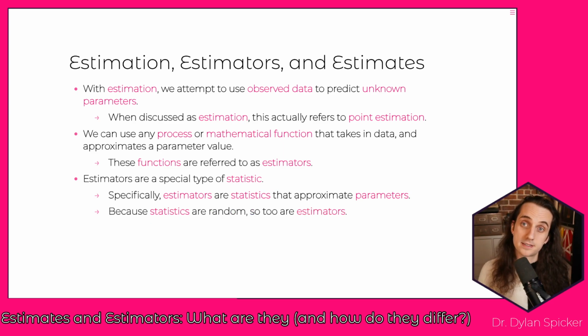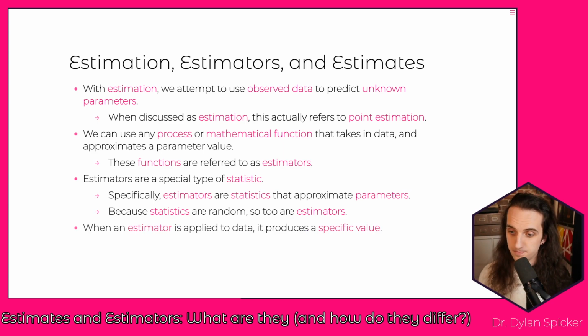Now, because statistics are random and estimators are just statistics, that also means that estimators must be random. And as a result, estimators have a distribution, and specifically it's going to be the sampling distribution, right? So the estimator's distribution is the sampling distribution of that estimator.